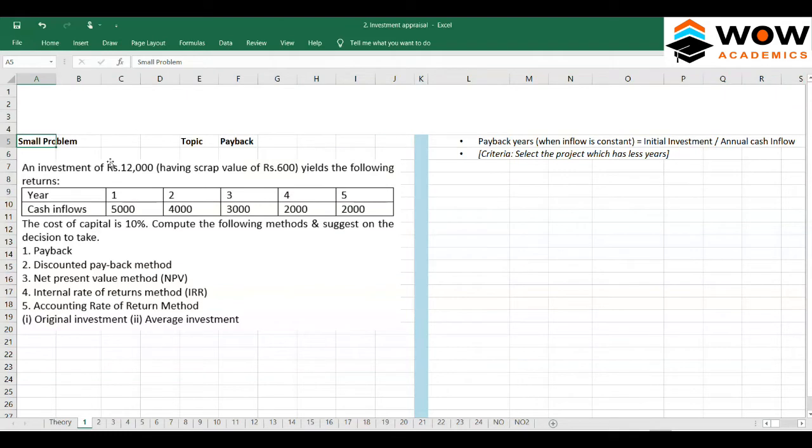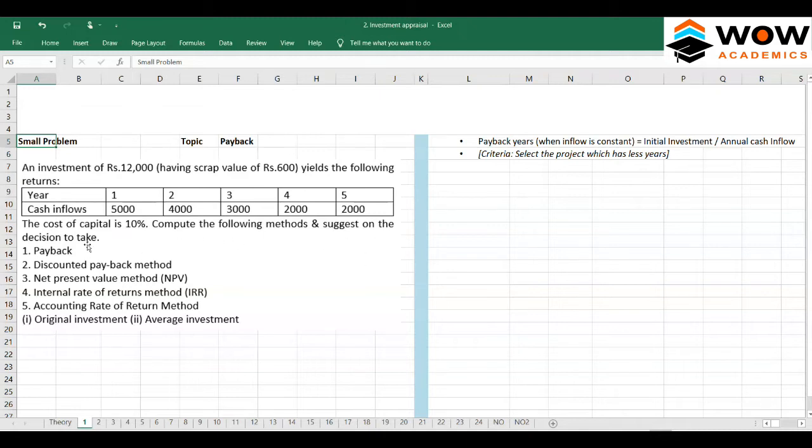What I have done is there's going to be a common problem where we apply 5 different methods. Okay, there are 5 different methods and we are going to apply the same numerical numbers as an explanation. So the question is, an investment of 12,000 having a scrap value of 600 yields the following returns. Year 1, 2, 3, 4, 5 are there. Cash inflows are going to be 5,000, 4,000, 3,000, 2,000 and 2,000. The cost of capital is 10%.